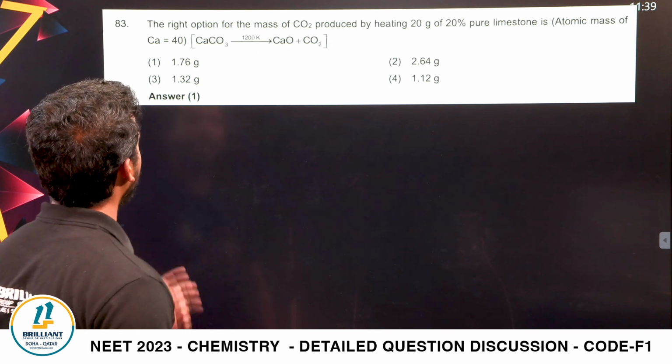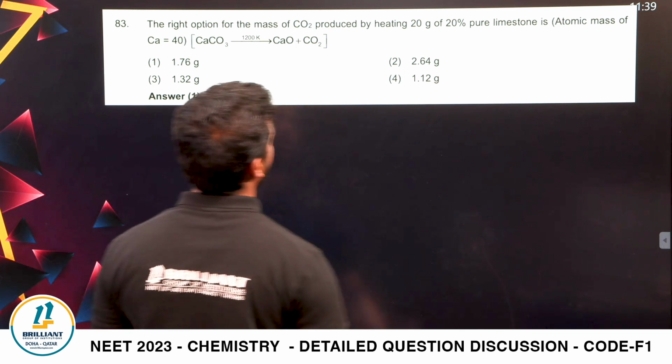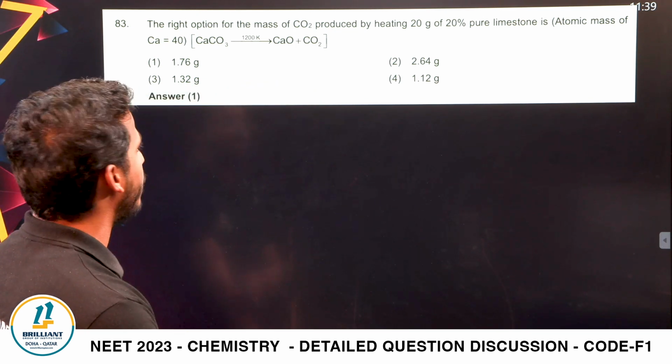Next one. The right option for the mass of carbon dioxide produced by heating 20 gram of 20% pure limestone is.